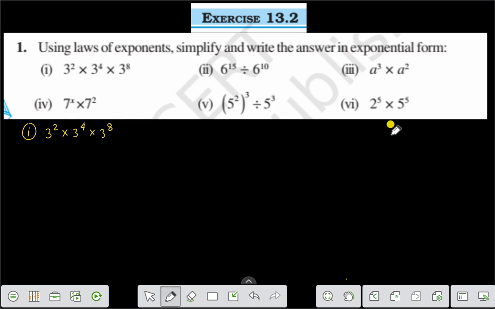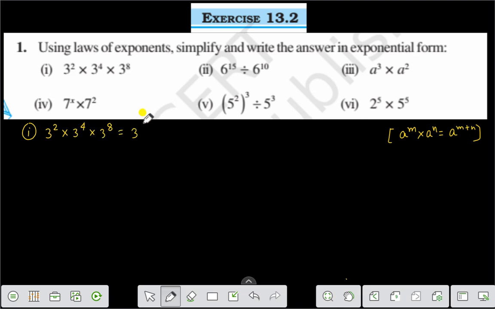We'll use this formula: a to the power m into a to the power n is equal to a to the power m plus n. We'll apply this exponent formula here. All the bases are the same, 3, so the exponents will be added.